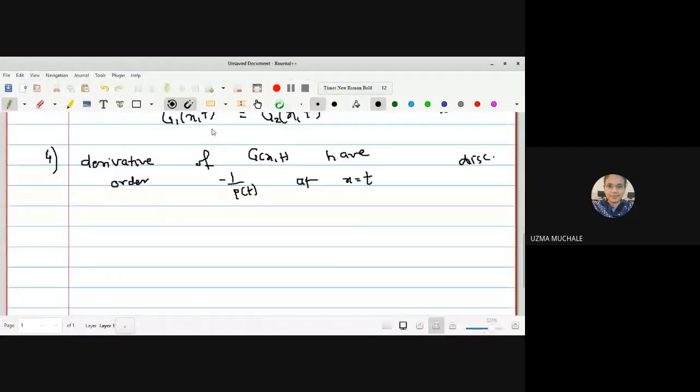Discontinuity means what? Just now we have seen continuity means what? G1 and G2 should be equal at x equal to t. But here what is told? The derivative of g of x,t has a discontinuity of order minus 1 upon p of t at x equal to t.